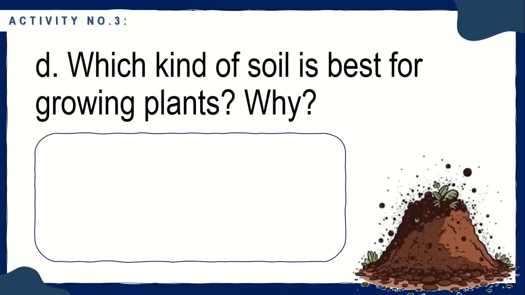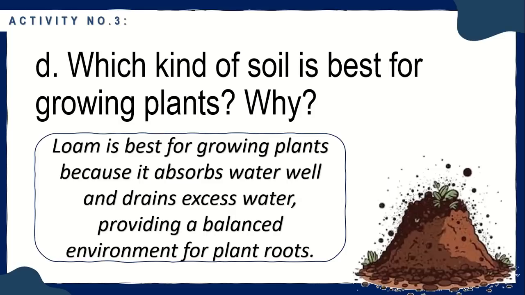Which kind of soil is best for growing plants? Why? You're right. Loam is best for growing plants because it absorbs water well and drains excess water, providing a balanced environment for plant roots.